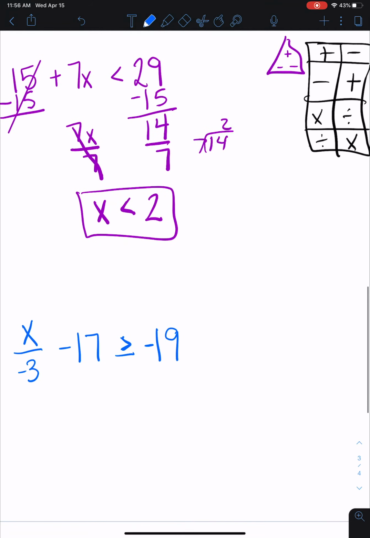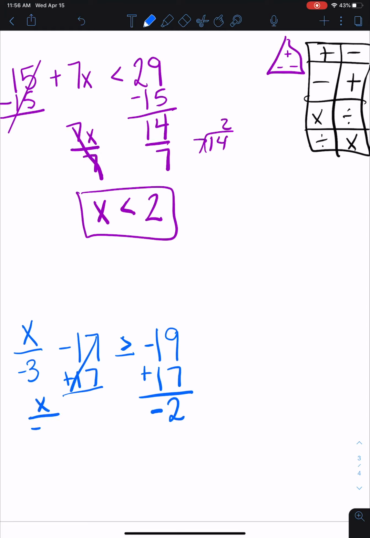Okay, last one. Inverse of subtraction is addition. All right, when I add and I have a negative and a positive, I'm actually subtracting. So I'm going to get 2. 19 is the bigger value. It's bigger than 17. So my answer is going to be negative.